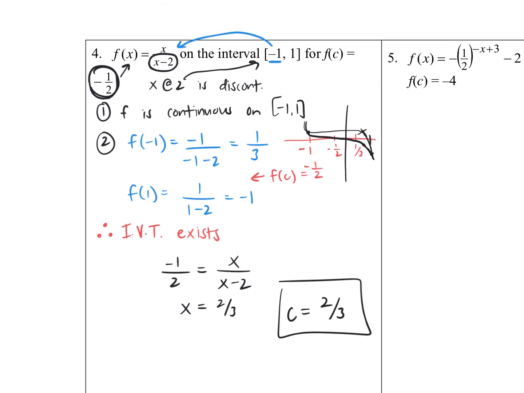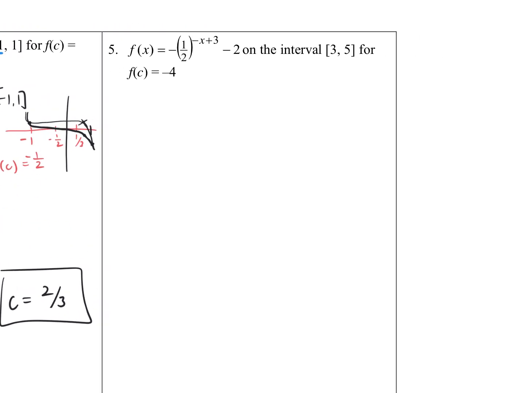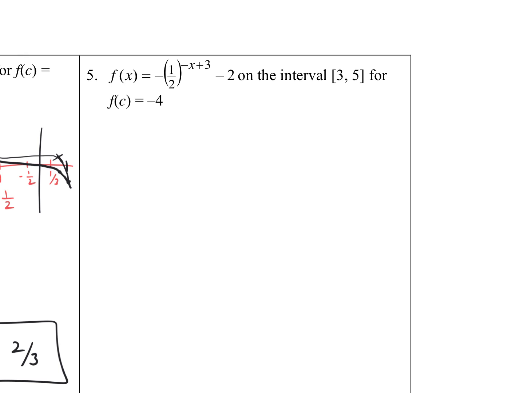Okay, let's look at number 5 next. Okay, number 5. I've got this function. This -2 is part of the function, so it's -2 there. Okay, and we are solving this on the interval from 3 to 5 for f of c is equal to -4. So we've got to check and see, are we going to be able to use the intermediate value theorem? First thing we've got to check, is this continuous on the interval from 3 to 5?